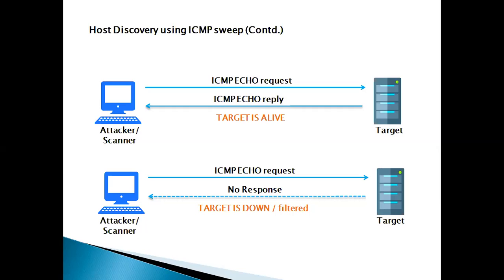Pictorially, you can see here an attacker sending an ICMP echo request packet to the target. If the target responds with an ICMP echo reply packet, it means the target is up and running. In the next figure, the attacker sends an ICMP echo request packet to the target, but no response is coming from the target. It means either the target is down or there are some firewalls filtering your packets. So either it is down or filtered.